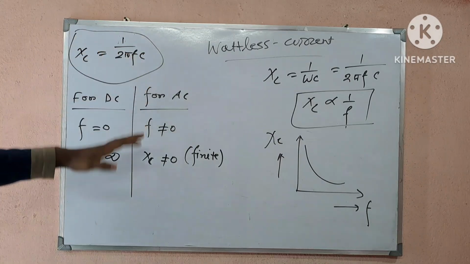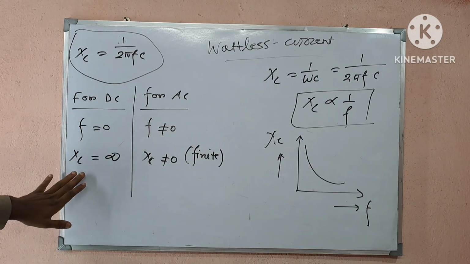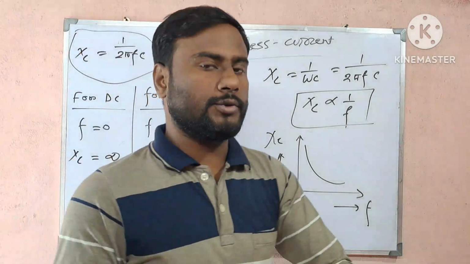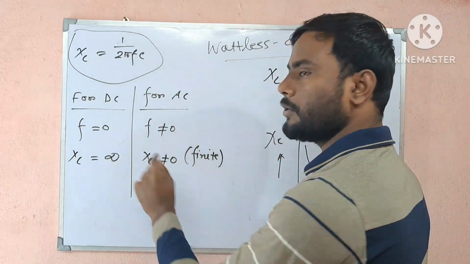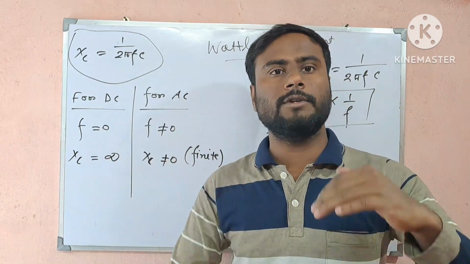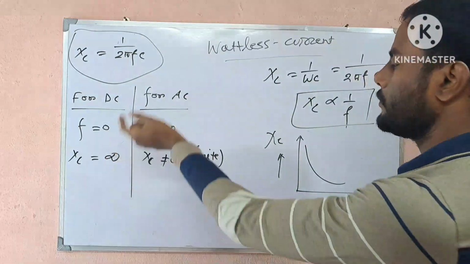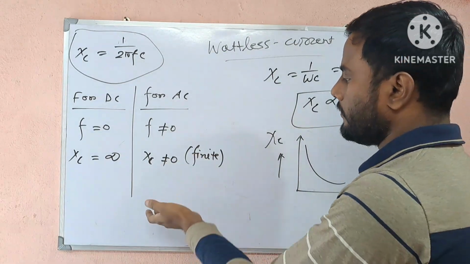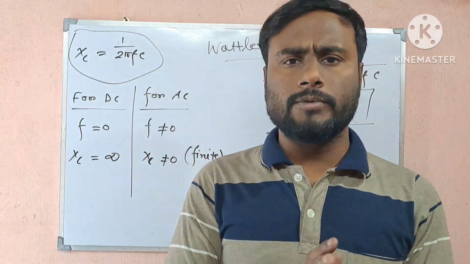What is the meaning of that, sir? See carefully, for a DC signal, the capacitive reactance is infinite. That means if DC current wants to flow through the capacitor, it will face an infinite amount of opposition. Will it be able to pass through the capacitor? No, sir, because an infinite amount of opposition is there. That is why DC current does not flow through a capacitor. But when AC current flows, it will face some opposition, but this is finite, not infinite. It will face a small amount of opposition.